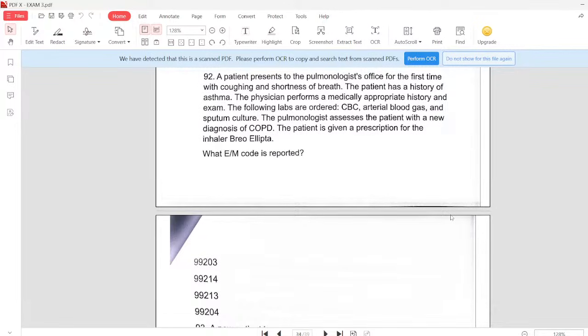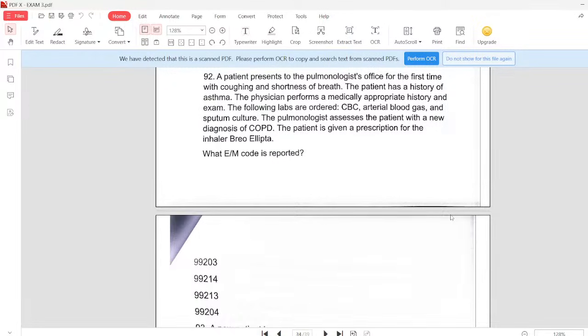Key point: prescription drug management is moderate level. Also, for MDM, three lab tests were performed, so it will be moderate. Very good, Monica. Already you have a little bit of knowledge in E&M, right? So that is very helpful for all the students. While typing this in the comment section, it will also increase your confidence for your examination, guys.